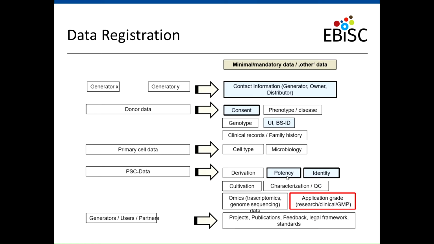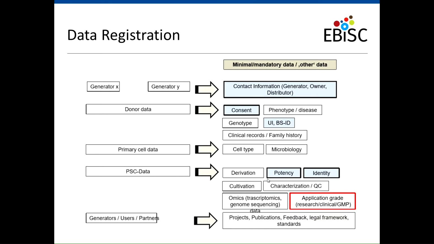So the derivation data, part of the minimal criterion are gain, potency, and identity. So we need to know how we can identify, authenticate this cell line with STR or SNP data, and what is the potency? And this potency, we have two criteria. One is expression of markers, which are typical for pluripotent stem cells, and the other is actually differentiation potency.